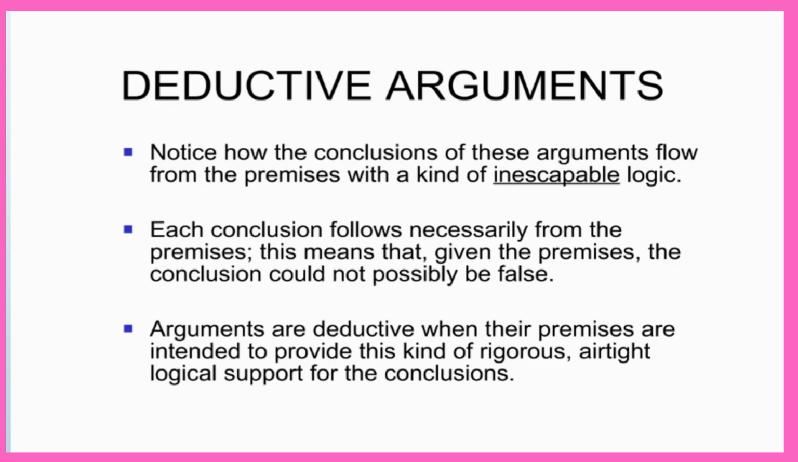Now, this term validity or invalidity applies only to deductive arguments. So, those were deductive arguments, and we can say that a deductive argument is valid when its premises, if true, do provide conclusive grounds for the truth of its conclusion. So, in a deductive argument, premises and conclusions are so related that it is impossible for the premises to be true unless the conclusion is also true.